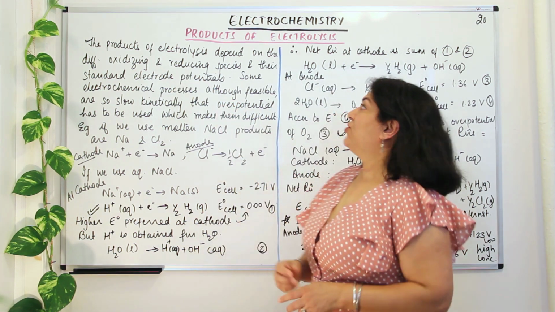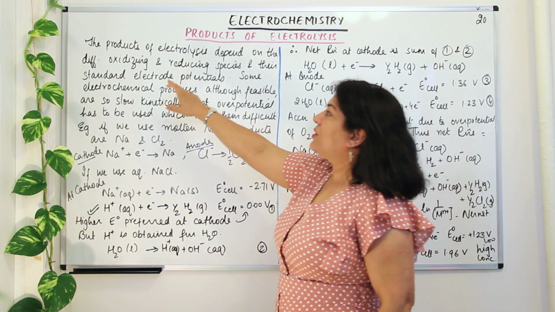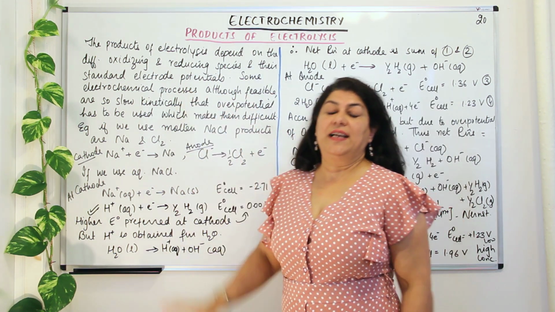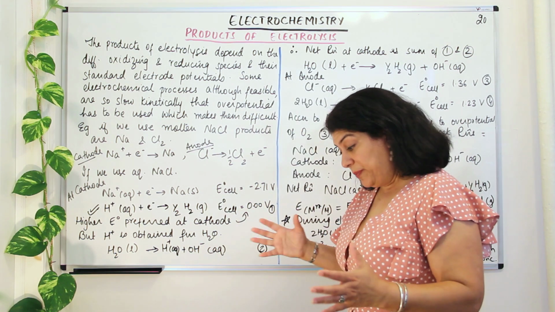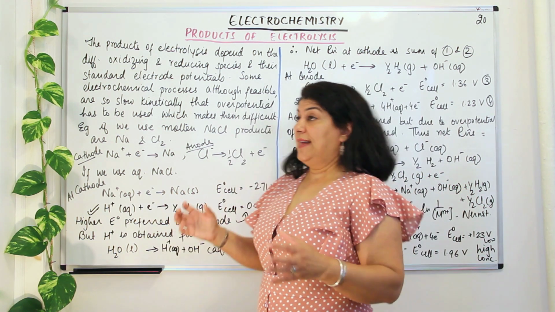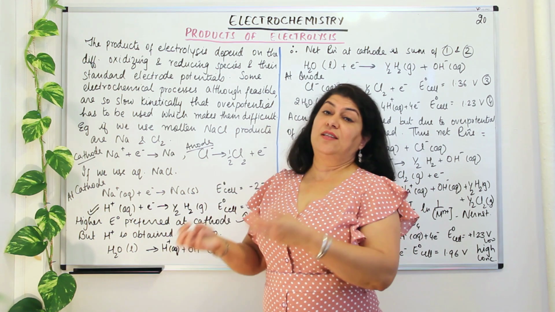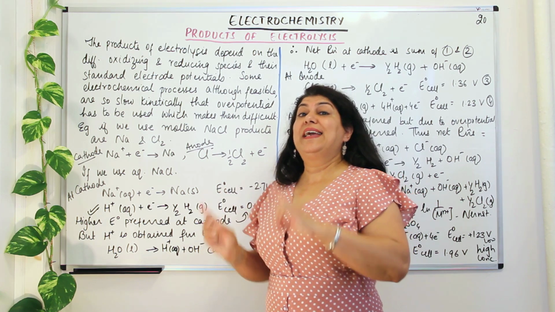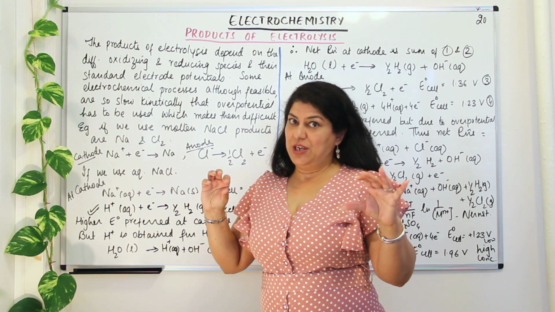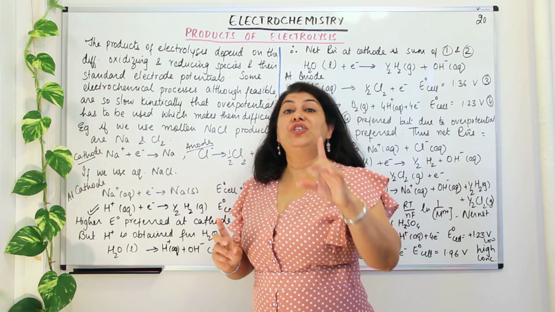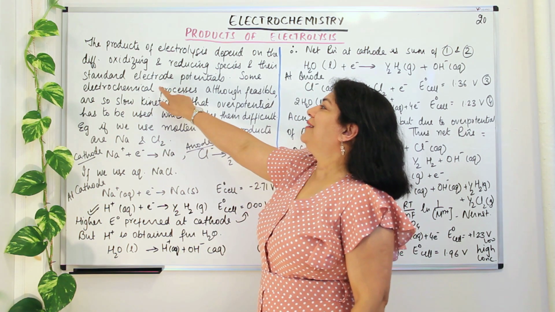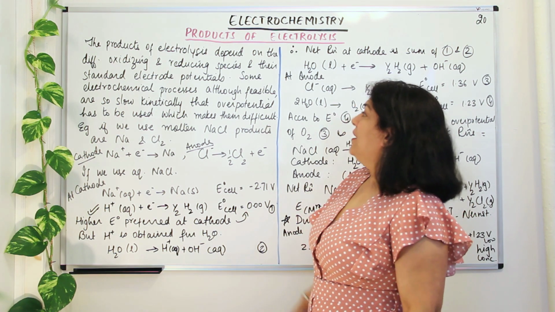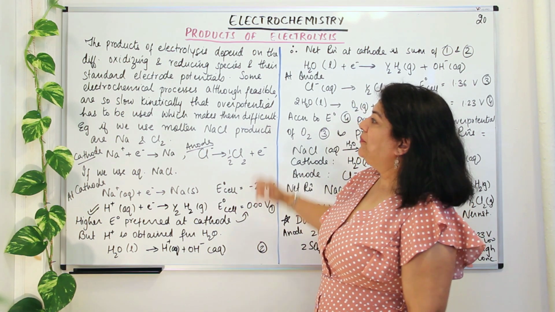The products of electrolysis depend on the different oxidizing and reducing species and their standard electrode potentials. They depend on the different species, that is the species that are getting oxidized and the species that are getting reduced. And which one will get oxidized or which one will get reduced is determined by the standard electrode potentials. How is that? We'll understand that when I do this example.